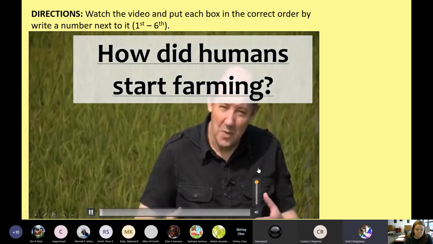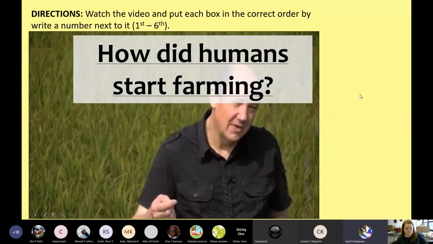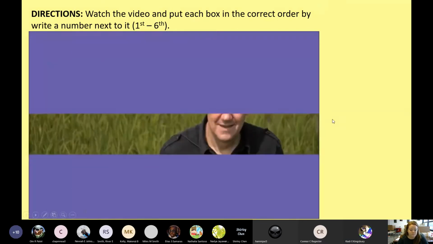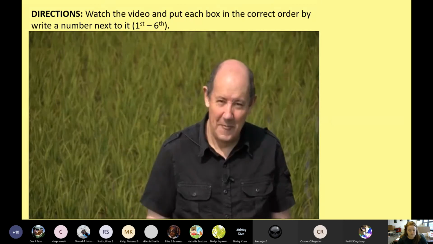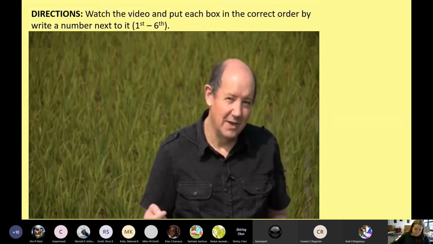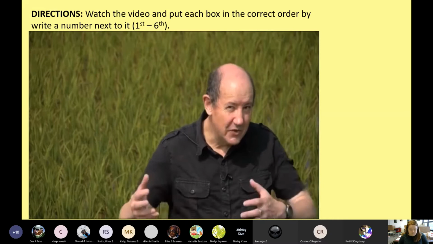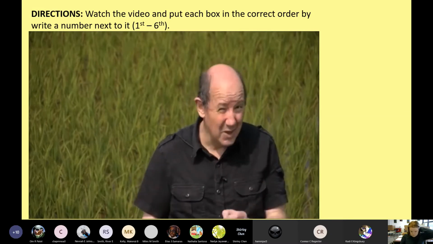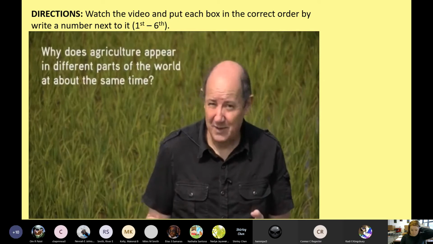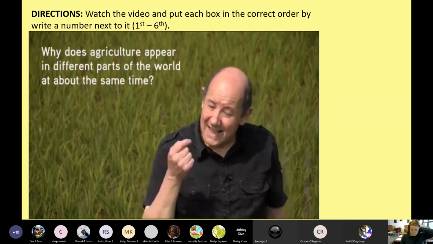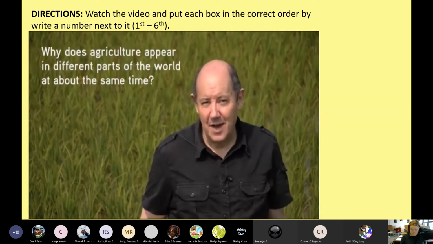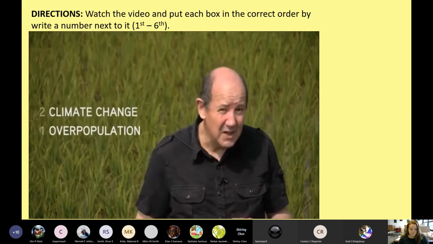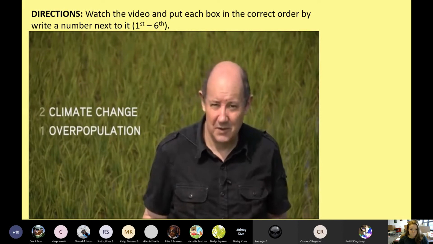So why, after almost 200,000 years of living as foragers, did humans in so many parts of the world that had no connection between each other begin to behave in such similar ways in such a brief period of time? Well, there seem to be two main reasons. One factor is overpopulation, the other is climate change. And these factors operated in many different parts of the world.